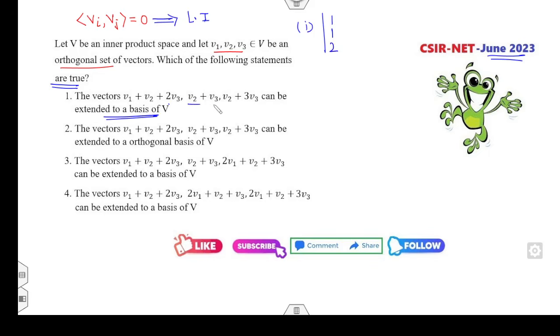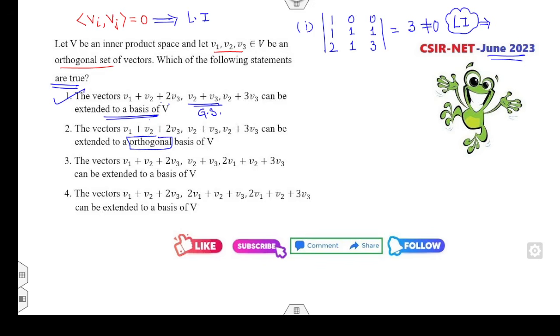1 1 2 V2 + V3 V2, फाइन। सो इसका डिटर्मिनेंट कितना हो गया? 3, विच इज माई नॉन जीरो, हेंस दे आर Li. Once they are Li, you can extend it to the basis by using the Gram-Schmidt process. Second, which is a similar, can be extended to the orthogonal.